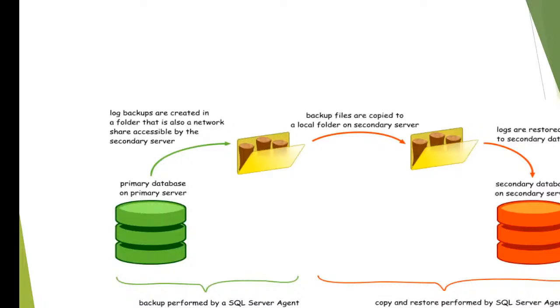Like this picture here, the log is shipping. This is the primary server. Once the primary server is built, then the secondary server is built, and automatically the pages will be moving from primary to secondary in this graph.